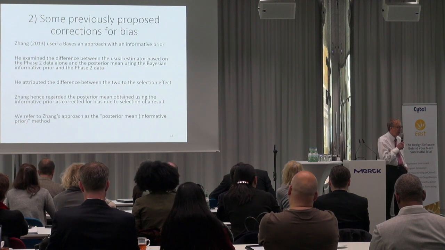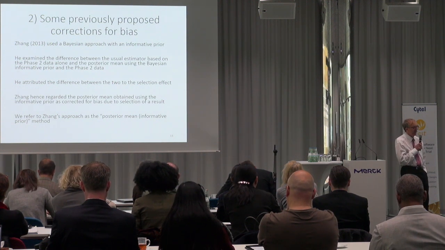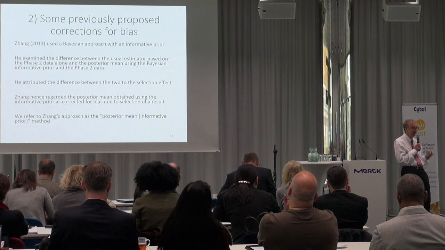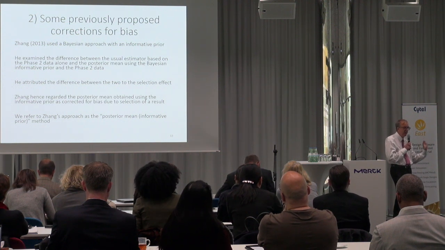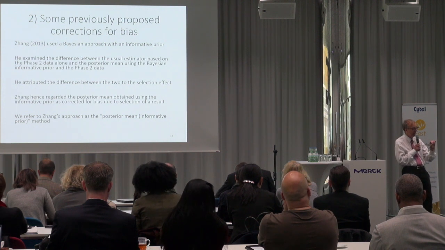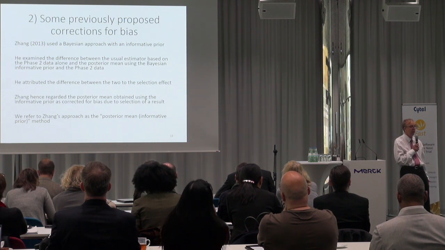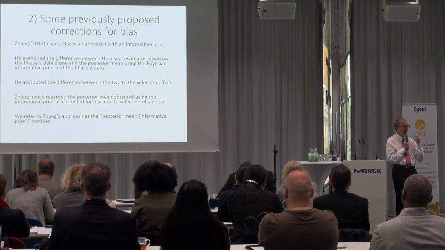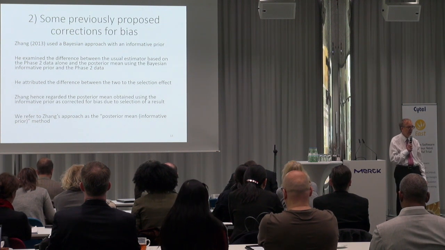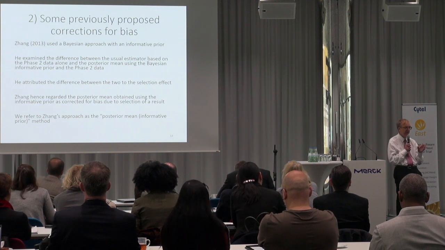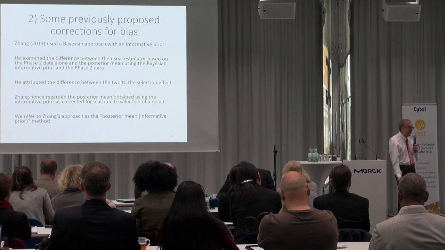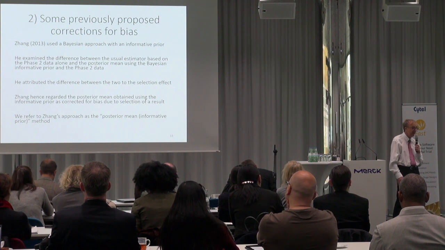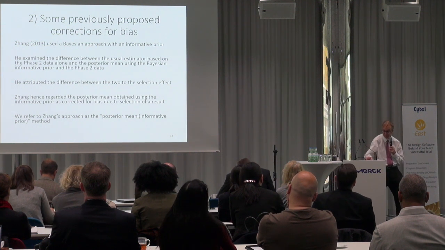So Zhang, in a conference presentation, said, well, he would consider using a Bayesian approach with an informative prior, and then he would take the difference between your usual estimator without using the prior and the estimator using the Bayesian prior, i.e. your posterior result. He would take the difference to represent selection bias. So he would view the Bayesian analysis with an appropriate informative prior as making a suitable adjustment for this selection effect. So Zhang's method is basically a Bayesian analysis with an appropriate informative prior. So we'll refer to that as the posterior mean informative prior method.